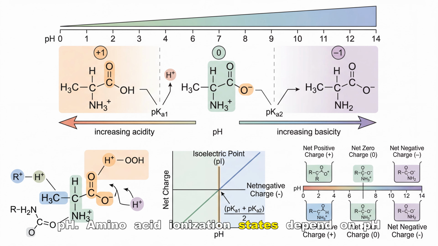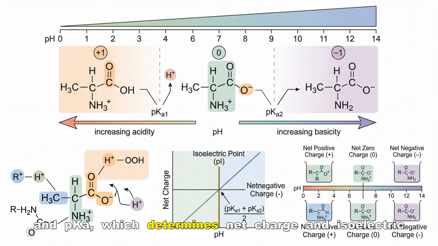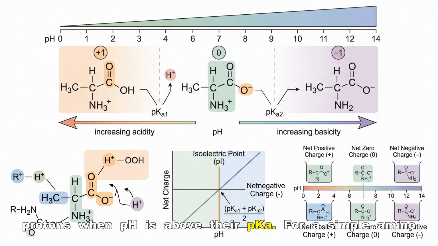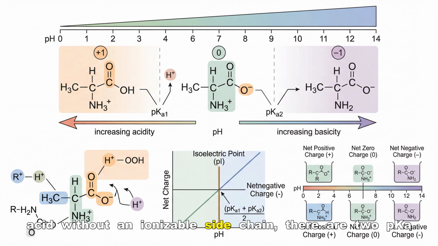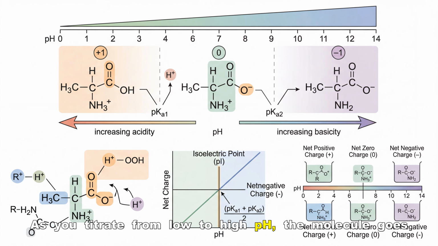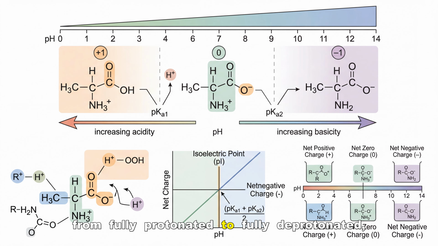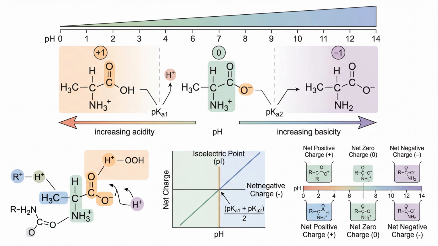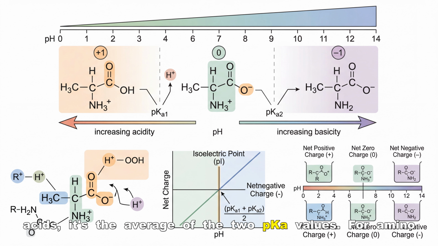Amino acid ionization states depend on pH and pKa, which determines net charge and isoelectric point, or pI. The key idea is that groups gain protons when pH is below their pKa and lose protons when pH is above their pKa. For a simple amino acid without an ionizable side chain, there are two pKa values, one for the carboxyl group and one for the amino group. As you titrate from low to high pH, the molecule goes from fully protonated to fully deprotonated, passing through a zwitterionic form. The isoelectric point is the pH at which the net charge is 0, and for simple amino acids, it's the average of the two pKa values.